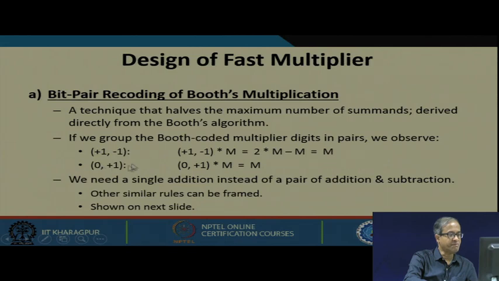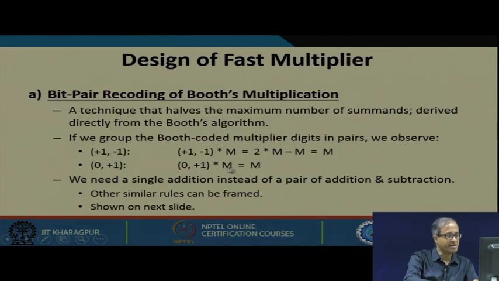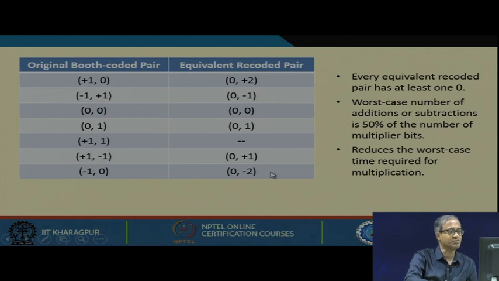You also observe, if you have a pair 0 plus 1, 0 plus 1 also means m, because you multiply by m in the lower place. In the higher place it is 0, you do not do anything, it remains the same. So, the final result of these two are equivalent. So, wherever you have plus 1, minus 1, you can as well replace them by 0 plus 1, which means you have brought in a 0, which means one less addition or subtraction. There are other similar rules you can frame. So, we are showing the rules here in the next slide. Just like that we have shown here, you can similarly try this out. You can also prove these rules similarly.